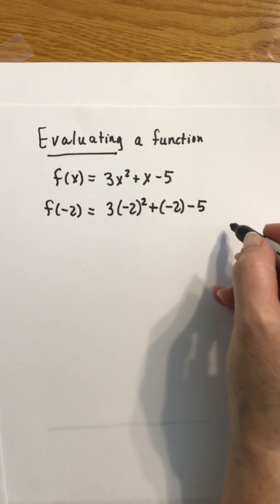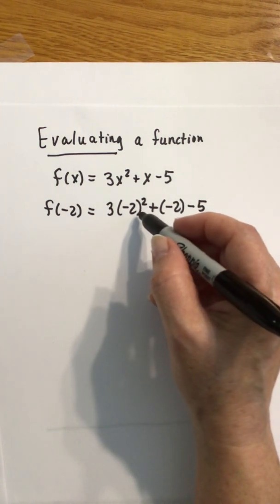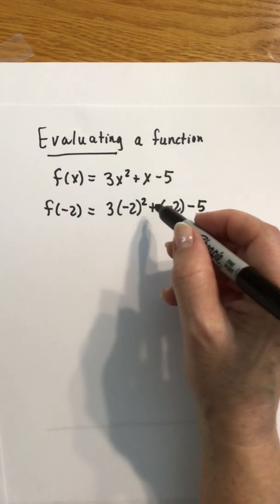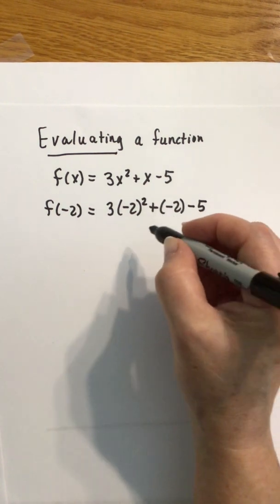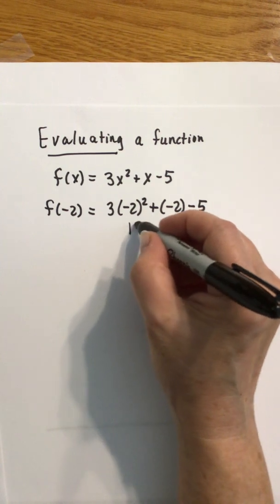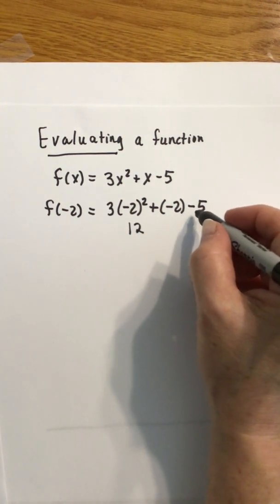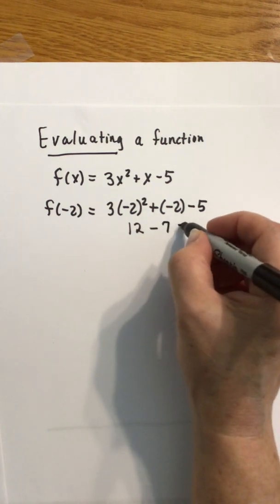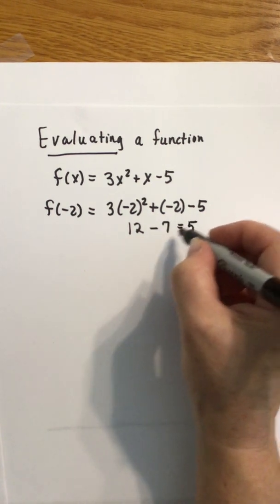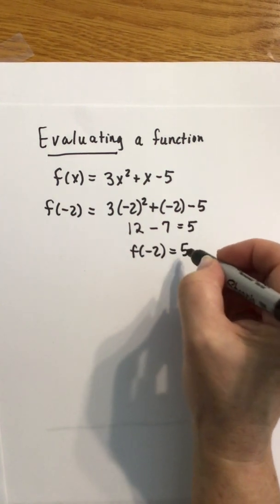So we simplify by putting things together. Now again, what did I tell you before about making sure you put that negative in parentheses? Because if you don't, the calculator is going to mess you up. So we've got 3 times +4, which gives me 12. And then I've got a -2 and a -5, which gives me -7. So I get my answer to be 5. So f of -2 equals 5.